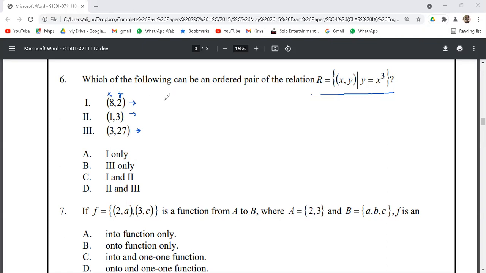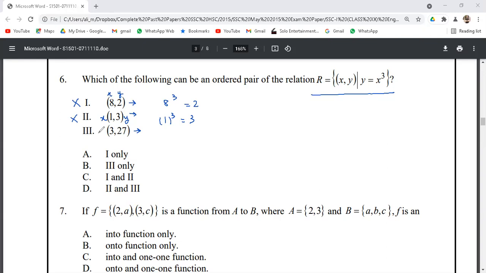So let's take 8 cubed equals y. So this will not satisfy this equation. So this is the incorrect ordered pair. Similarly, this is the value of x and this is the value of y. So the cube of x should be equal to y. The value of x is 1. So 1 cubed should be equal to 3. This means this will also not satisfy this relation.